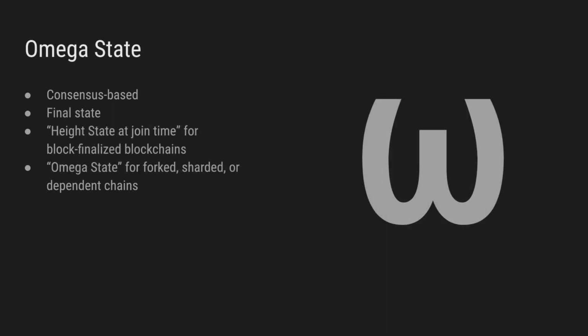The omega state is the final state of a chain. It is also under consensus rules and deterministic. For classical blockchains, this is the death of the blockchain. For chains that can be forked and joined, we call this omega state, and this omega state is merged with the parent chain. A requirement for alpha and omega states is block finality.